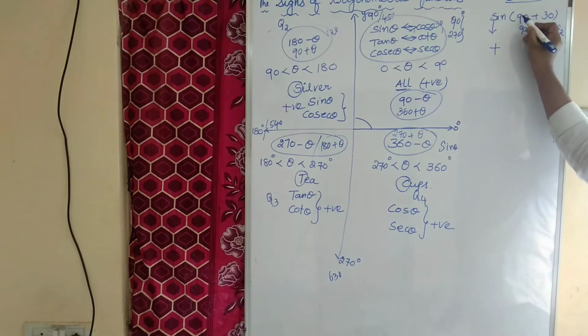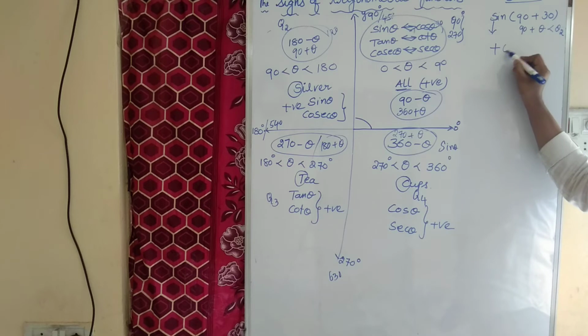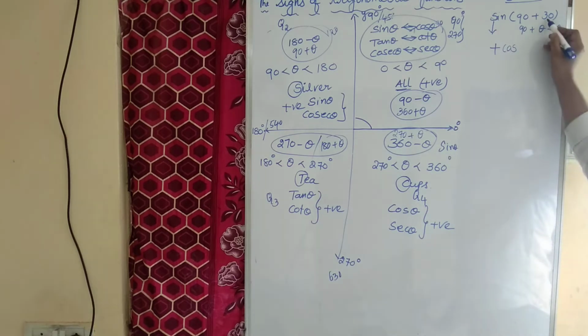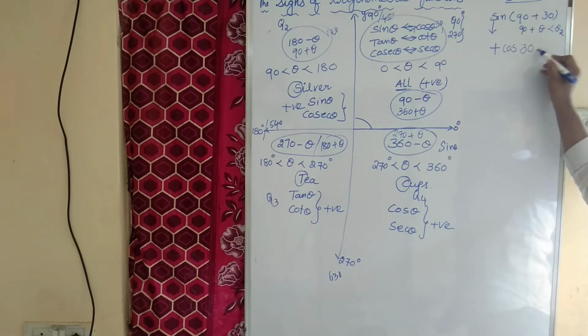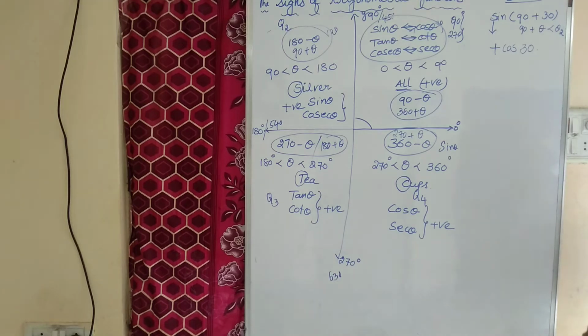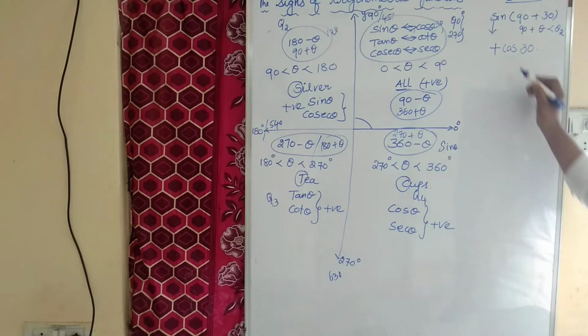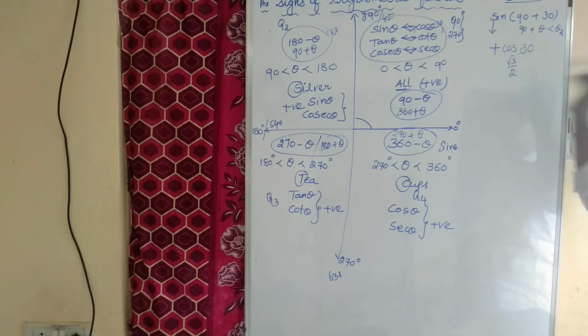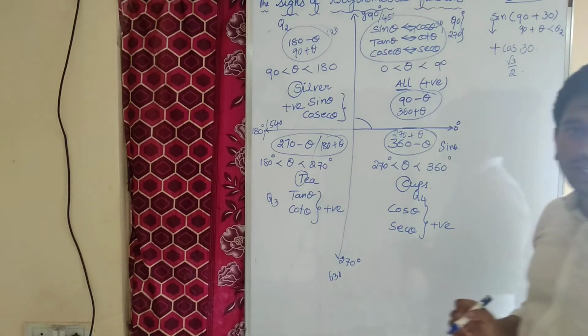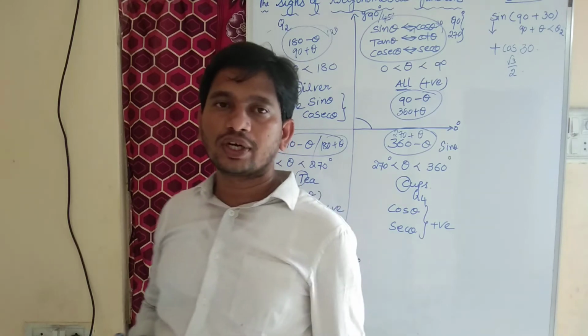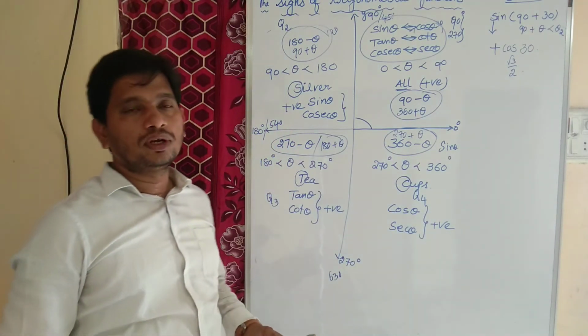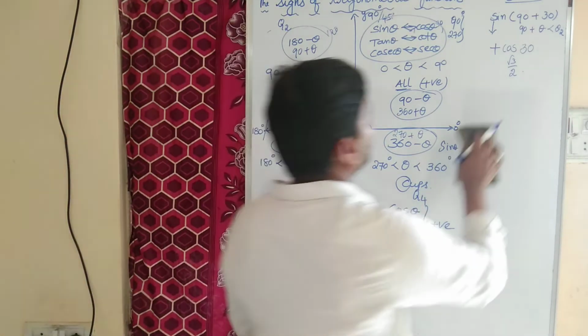Now here actually we have 90. Sine is going to change as cos. Cos theta, what is the theta value here, children? Theta value is 30. So cos 30 value we have is root 3 by 2. So this is the basic example. Let me explain in the first coordinate.